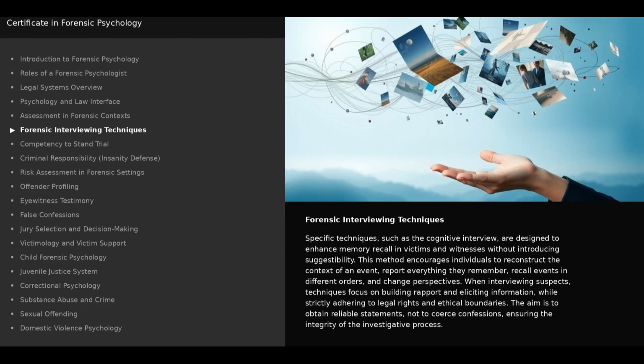Specific techniques, such as the cognitive interview, are designed to enhance memory recall in victims and witnesses without introducing suggestibility.